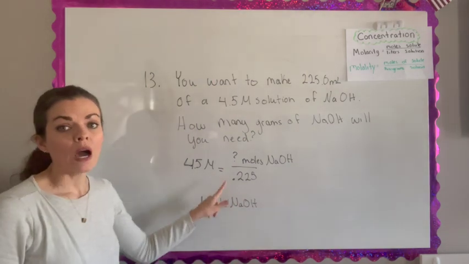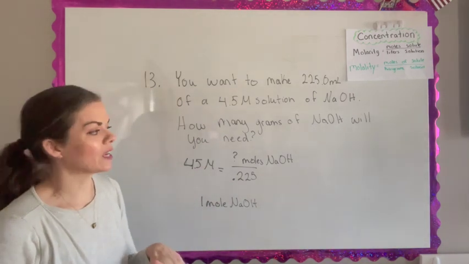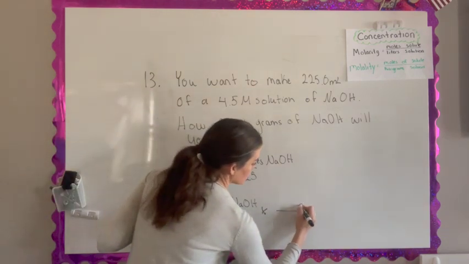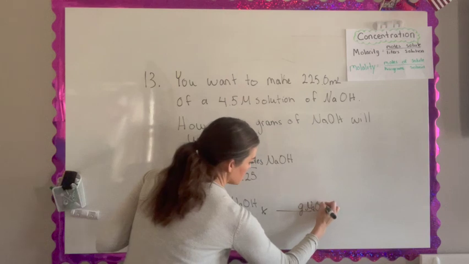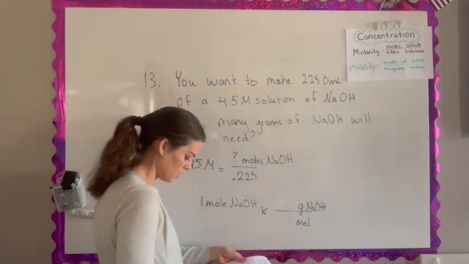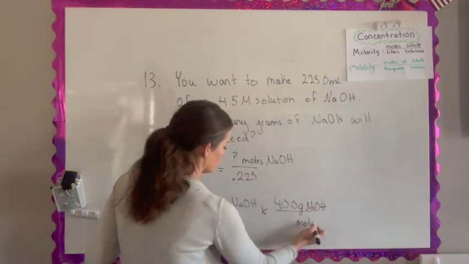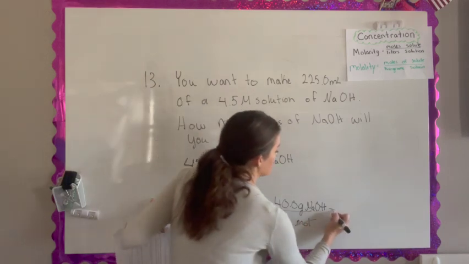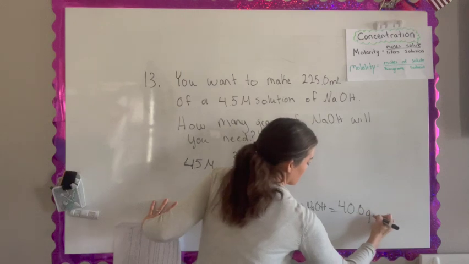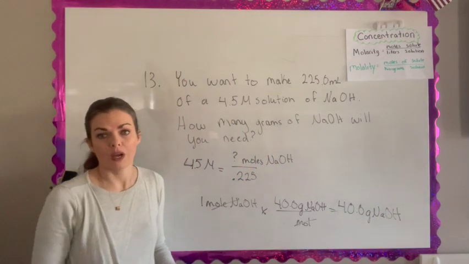Now that I know my moles of NaOH, I can then go back and use my molar mass to calculate what they're asking for, which is grams of NaOH. I'm going to put grams on top, moles on the bottom, so it cancels out. My molar mass of NaOH is 40. And so 1 times 40 equals 40. 40 grams of sodium hydroxide.